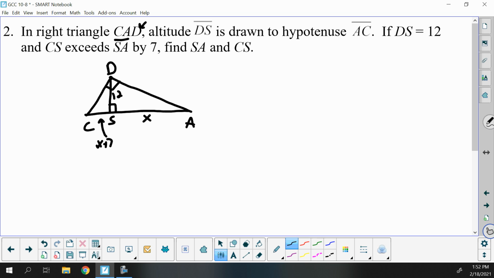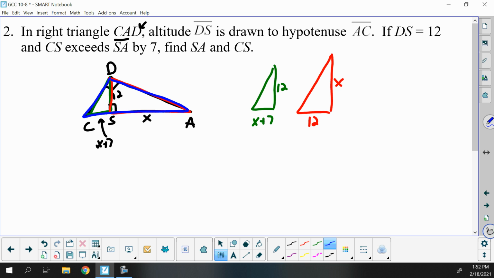So let's do our different triangles. Let's start with this one here. I'm going to make it green. So the short leg was called x plus 7. The long leg was called 12, and we didn't know anything for the hypotenuse. I'm going to trace this one as red. The short leg we have is 12. The long leg is x. We don't know anything about the hypotenuse.